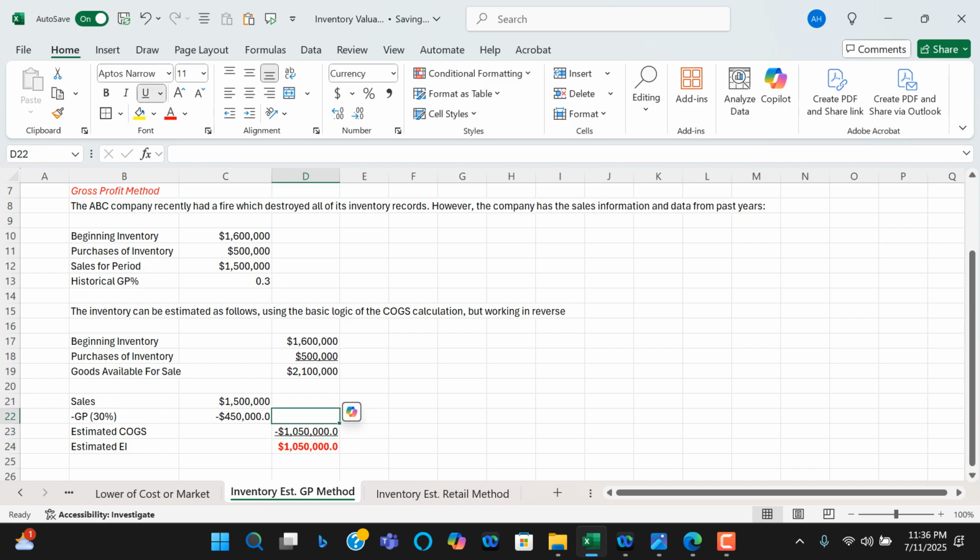It's the old logic. This is what you could have sold. This is what you didn't sell, considering that your sales revenue is 1.5 million and you have to take out the gross profit of 450,000. That's the cost of what you did sell. So this is what you could have sold, this is what you sold, so this is what you did not sell. It's basically just the logic of the cost of goods sold formula.